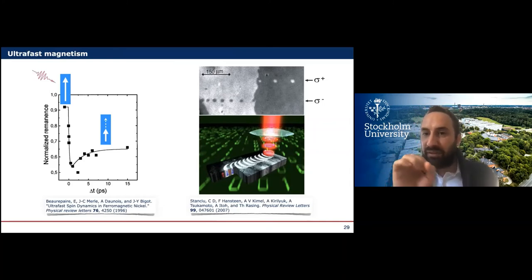And what you see, the dots, is where they shoot a single femtosecond laser pulse, and they completely reverse the magnetization, very reproducibly. So of course it was an idea, and they also made some calculations. This is way more efficient than the way we write magnetization nowadays.